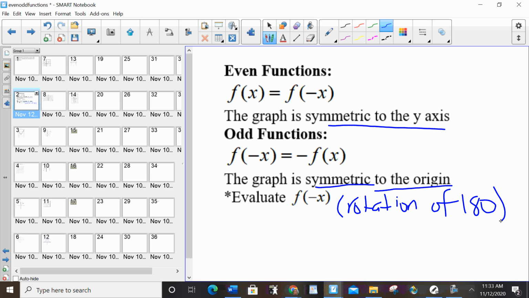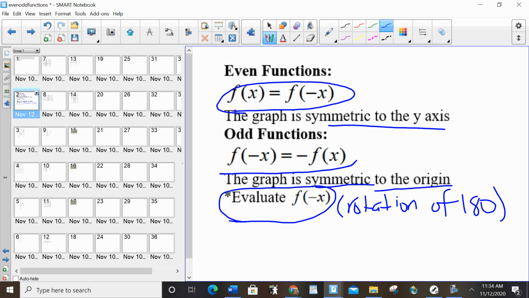Algebraically, we're going to evaluate f of negative x, and if f of negative x equals f of x, it's even. Basically, that means if it's the same, it's even. If everything is opposite, then it's odd. We'll talk about what all that means.